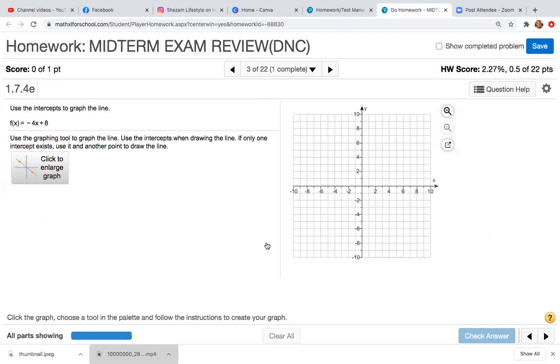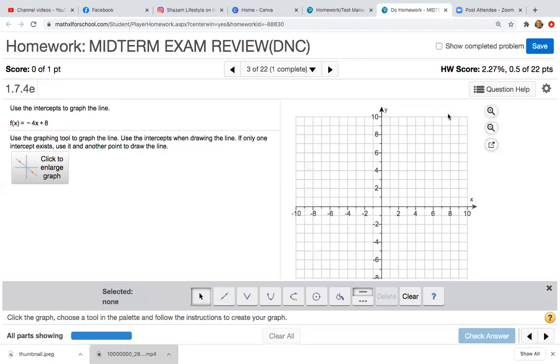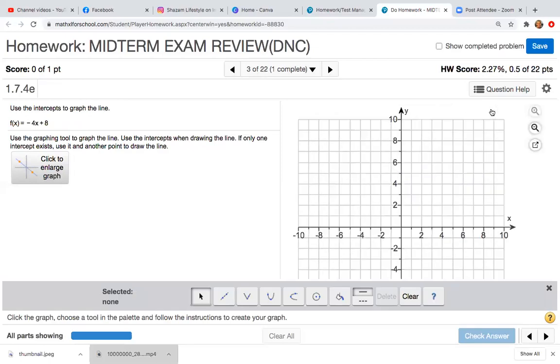Now, on this one right here, guys, they're asking you to graph it using the intercepts. So I'm just going to go to the XY plane and show you guys how to graph it. Remember, the entire test is multiple choice, guys. So a couple of things. Here, let me write the function over here for you guys. I want to show you. The function is -4x plus 8. So 8 is your y-intercept. So you would go along the y-axis line.